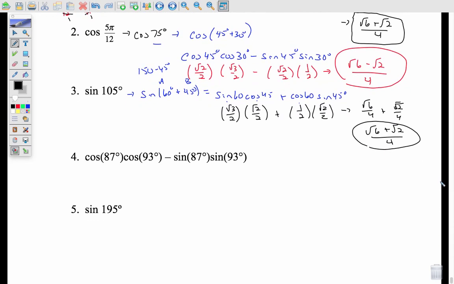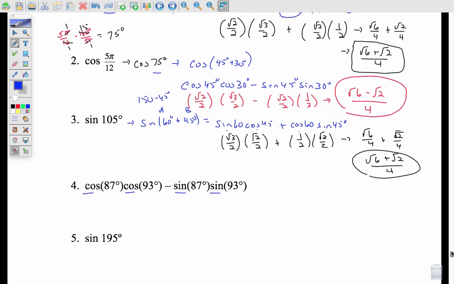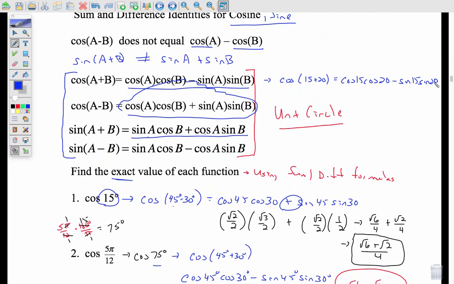Okay, so there's our look to begin with here. Have a couple more. Number 4, notice we're already expanded out. We have cosine times cosine, sine times sine. I know we've just introduced the sum and difference for sine and cosine, but hopefully that pops out and rings a bell to us. So I'm going to scroll back up just a little bit to look at our formulas.